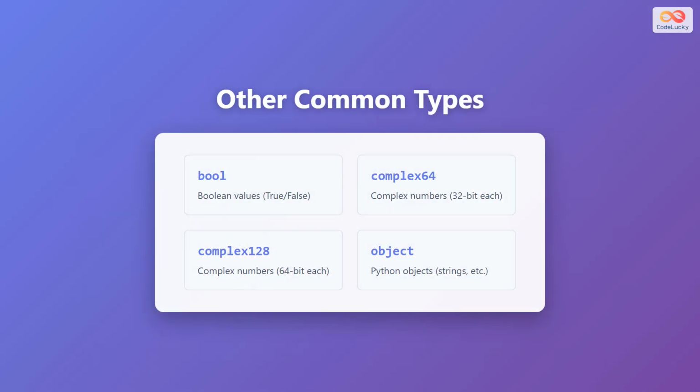Besides integers and floats, NumPy supports several other important data types. The bool type stores Boolean values, true or false, which are essential for conditional operations and masking. Complex64 and complex128 handle complex numbers, where each part uses 32 or 64 bits respectively. These are crucial for signal processing and scientific computations. The object type is a flexible option that can store Python objects like strings or mixed data types, though it's generally slower than native NumPy types.